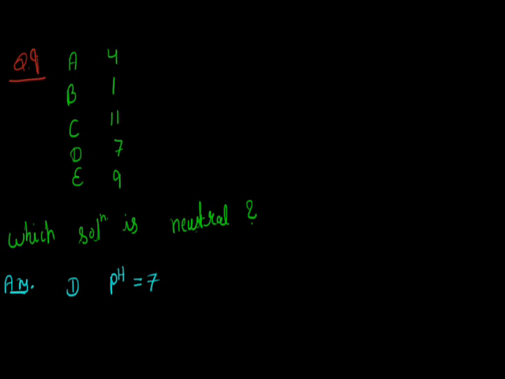Now the next question is which solution is strongly alkaline? Strongly alkaline means a solution having pH greater than 7. Here the highest pH is C, which has pH 11. So solution C is strongly alkaline.